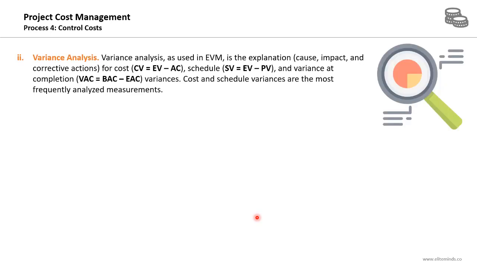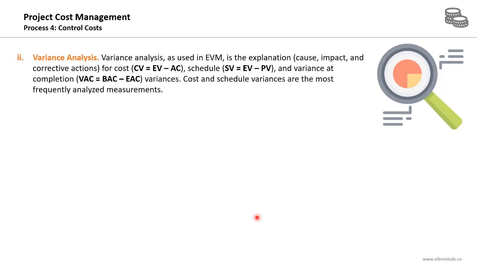Starting with the variance analysis, it's used in the earned value measurement to explain the cause, impact, and corrective actions. The cost variance equals the earned value minus the actual cost. The schedule variance, SV, equals the earned value minus the planned value. And the variance at completion for the overall project equals the budget at completion minus the estimate at completion.